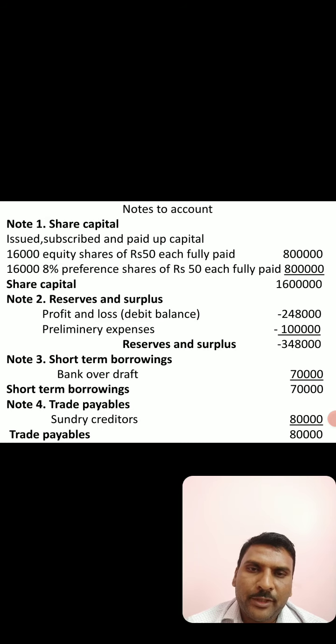16,000 8% preference shares of rupees 50 each fully paid, 8 lakh, that is the face value of shares is 50 and 50. So here the total share capital is 16 lakh, and reserves and surplus includes profit and loss debit balance, that is 2 lakh 48,000, and preliminary expenses 1 lakh. So total reserves and surplus is 3 lakh 48,000.